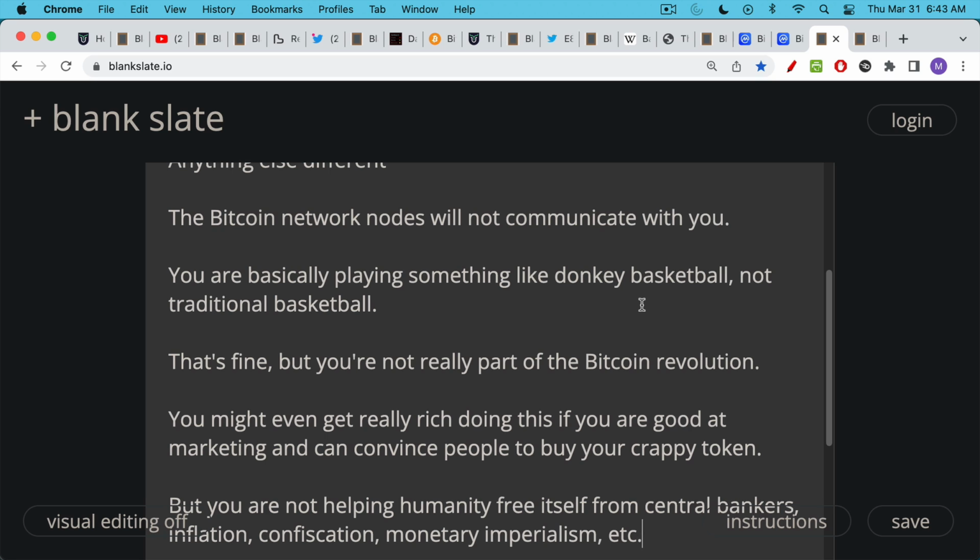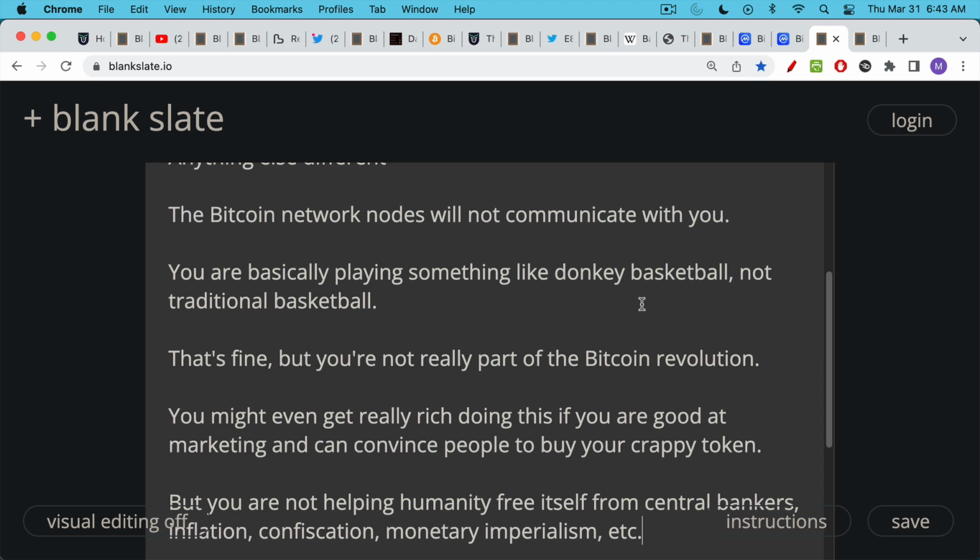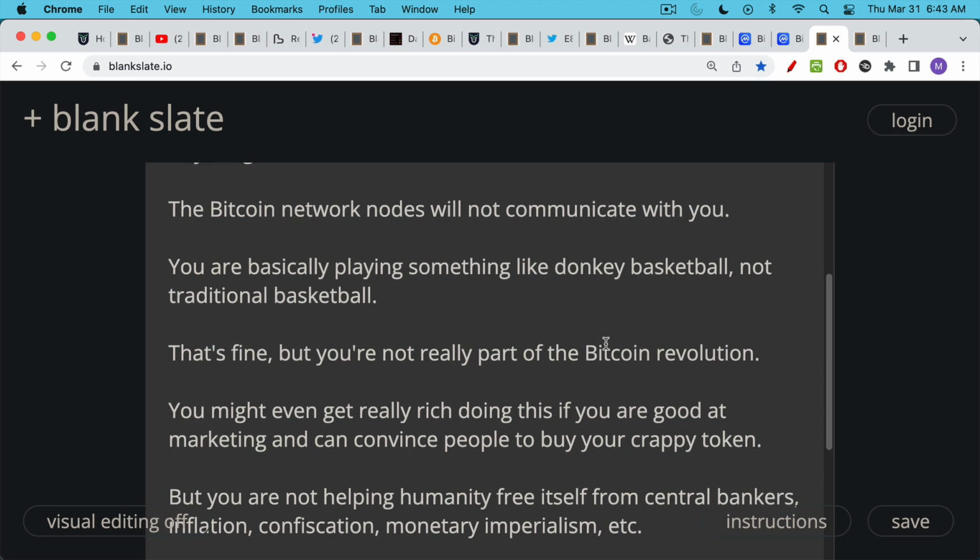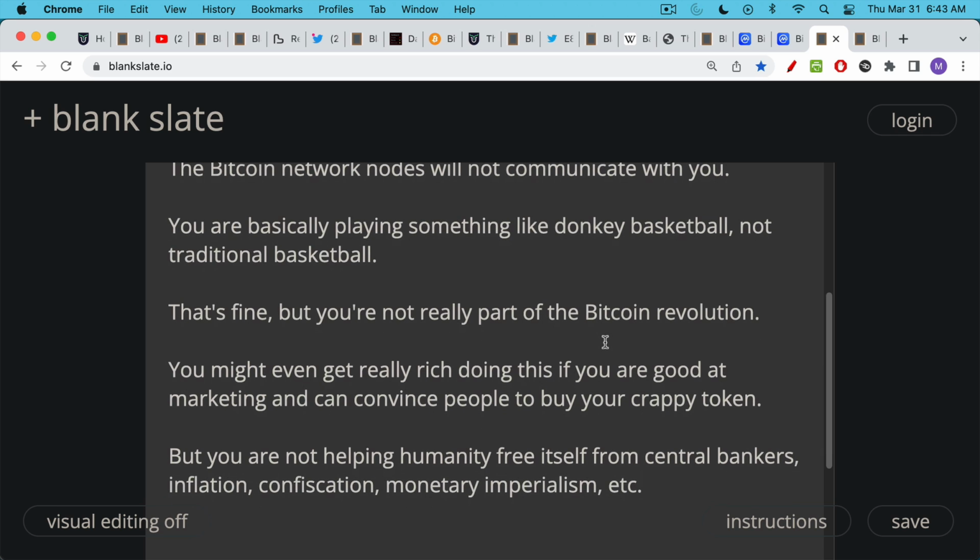If you're a really good marketer, you might be able to get really rich doing this. All you need to do is convince people to buy your crappy new token or your new coin. This is what most of the current crypto industry really involves. And this is why I'm a Bitcoiner and not something else.